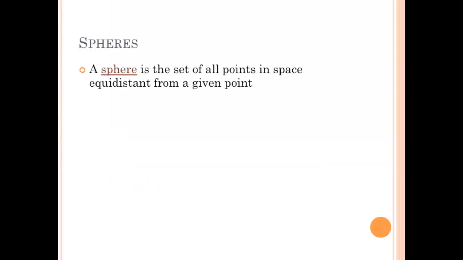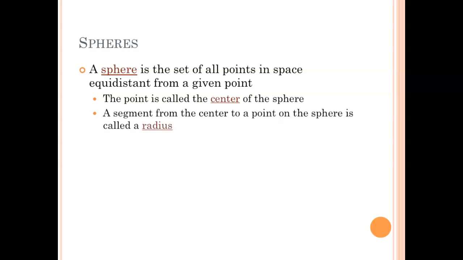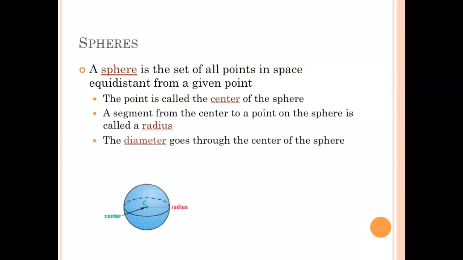A sphere is the set of all points in space that are equidistant from a given point. Now the point is called the center of the sphere. A segment from the center to a point on the sphere is what we call a radius, and the diameter goes through the center of a sphere.